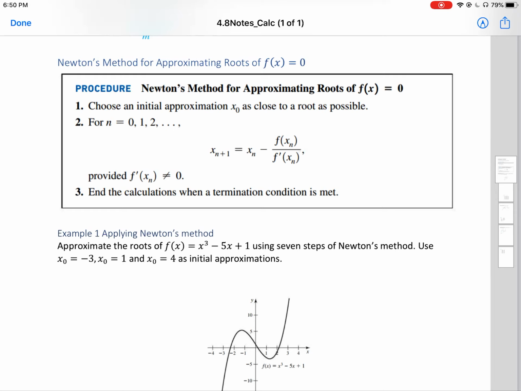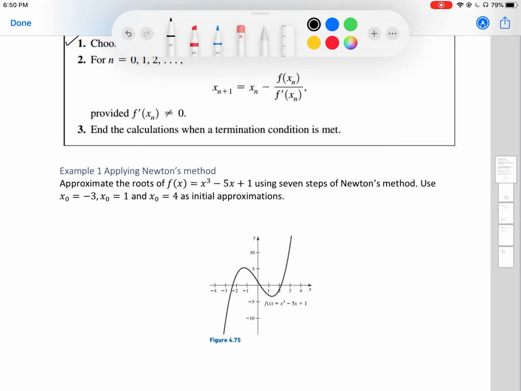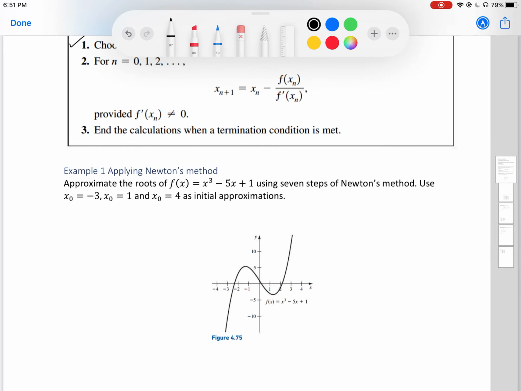So your steps are, you want to choose an initial approximation for x sub 0, and that's just a point that's close to the root. So for any n from 0, 1, 2, and so forth, our rule is x sub n plus 1 is equal to x sub n minus f of x sub n divided by f prime of x sub n, provided that the derivative is not 0. You end the calculations when the termination condition is met, meaning you get the same result over and over again.